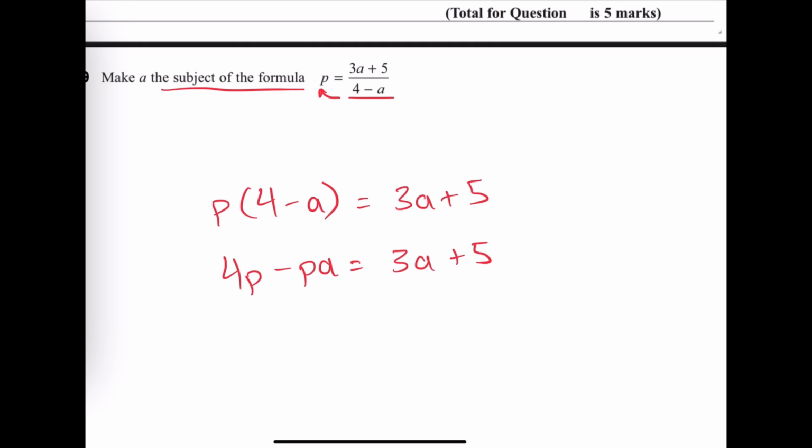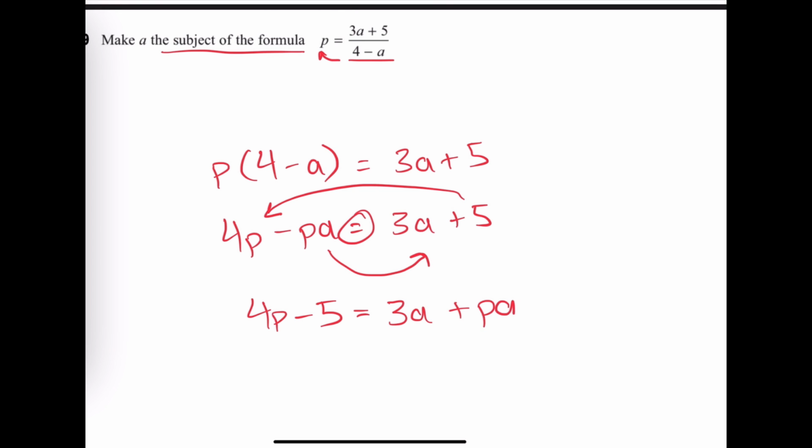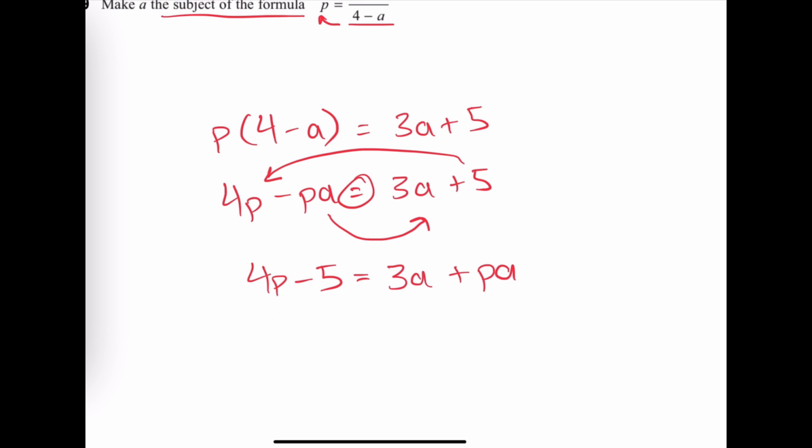Now we're going to put all the a's into one side and all the other numbers on the other side. So we'll move this over here and move that over there. So it'll be 4p minus 5. Remember, the sign changes when it crosses the equal sign. And it will be 3a plus pa. Now, so that we only have one a, because to make a the subject we only want one of the subject that we want, we are going to factorize it out because it is common in both values. So 4p minus 5, we're going to put a outside the bracket. We'll do 3 plus p.